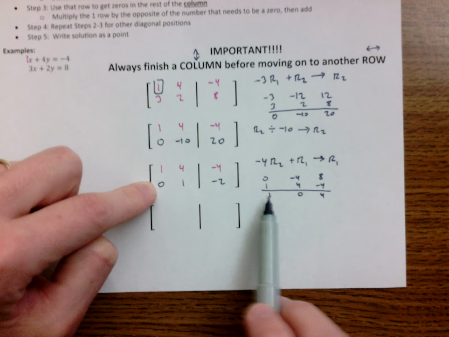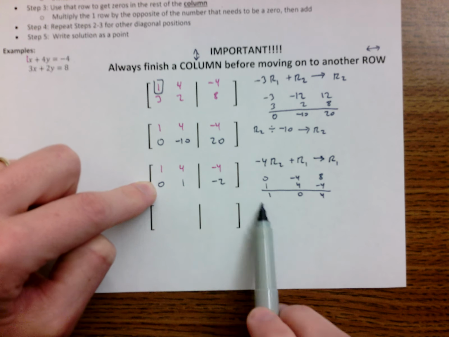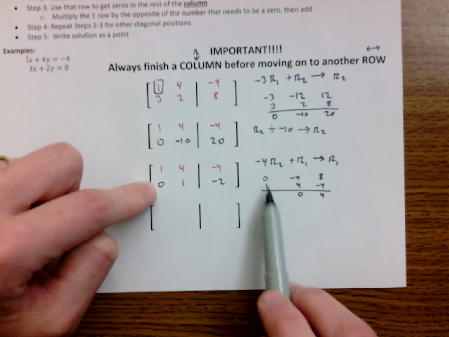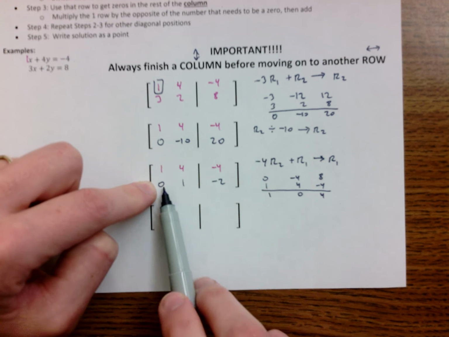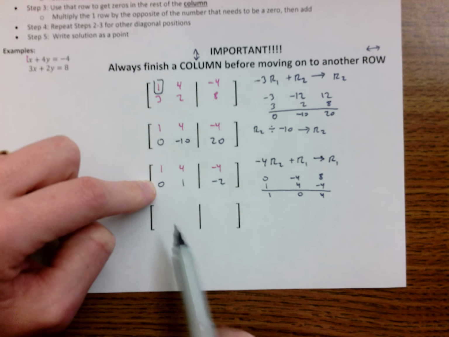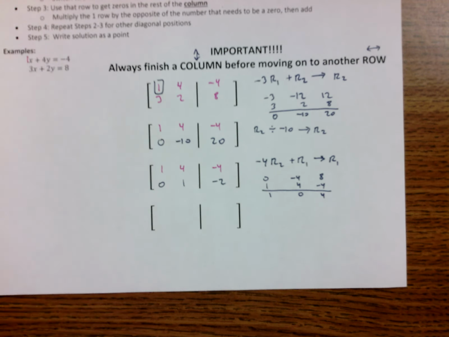The reason why this number gets to stay a 1 is because this guy was a 0 and zeros don't really do much, right? So if this hadn't been a 0 here, then it would have screwed up our 1 and we would have had to go back and do the first step again. Okay, so that's kind of the reason why that's important.